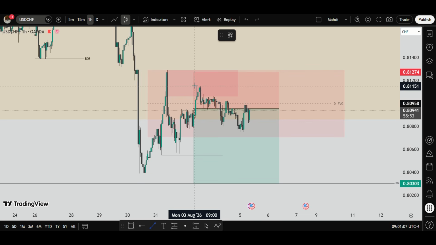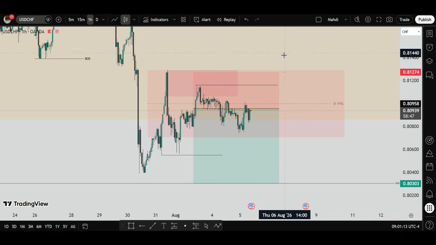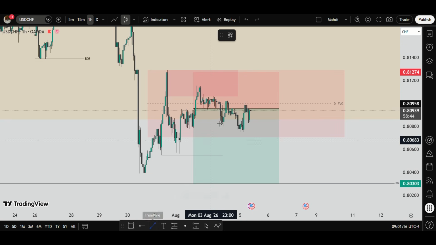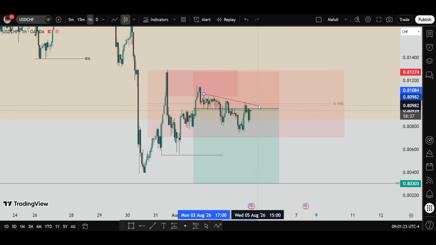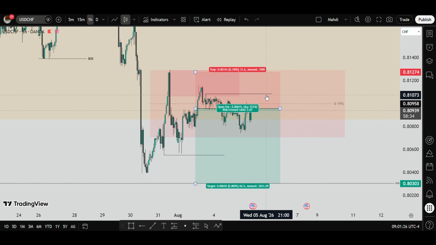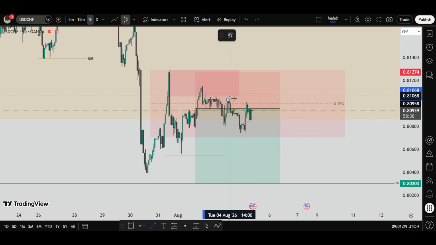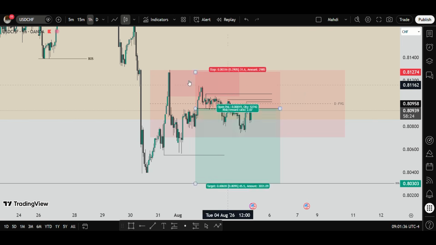I'm thinking of trailing my stop loss to this level, but I'm not sure about that. Let's see what happens, because right now we have a lot of liquidity built up in here. As you can see, a lot of liquidity is built at these levels. This creates a lot of sellers.